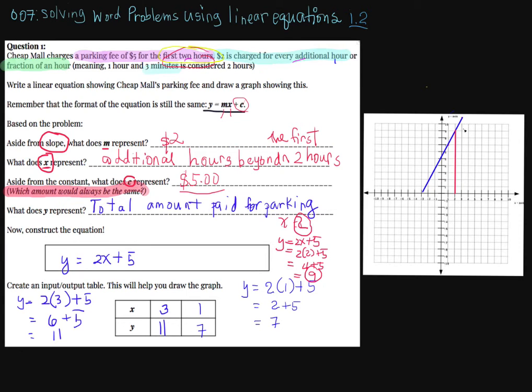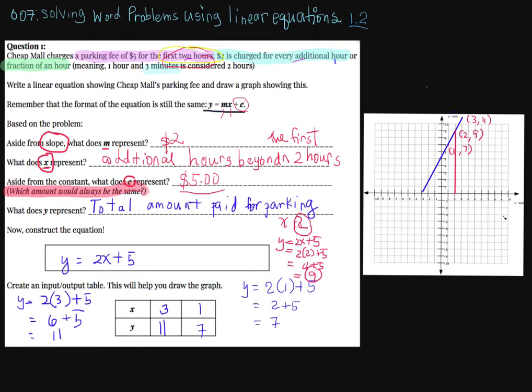So let's label that point. When x is 2, y is 9. When x is 3, y is 11. And when x is 1, y is 7. So you need to label your points.